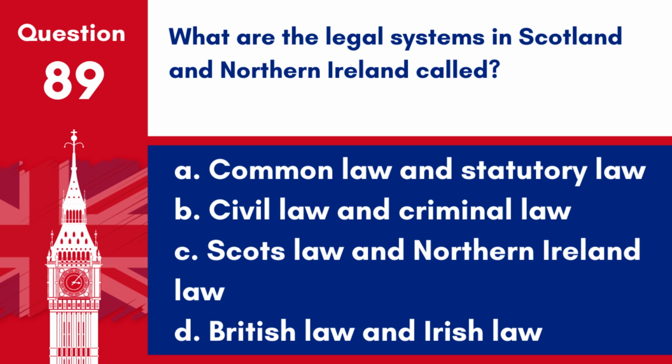Question 89. What are the legal systems in Scotland and Northern Ireland called? A. Common law and statutory law. B. Civil law and criminal law. C. Scots law and Northern Ireland law. D. British law and Irish law.